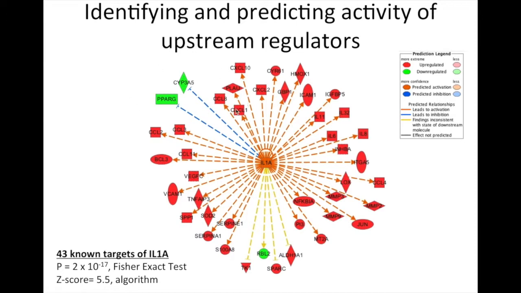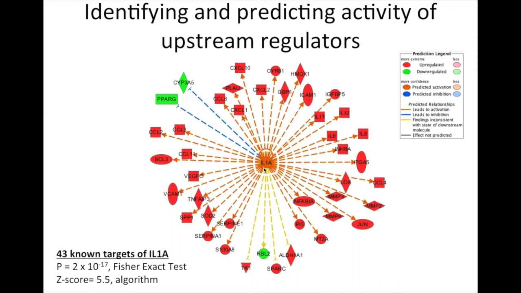And we can tell, given the fact that, in this particular example, interleukin 1A, even though I don't measure it directly, there were 43 known targets in my gene list. And again, this is the same Fisher's exact test. The probability of seeing all these targets attached to this particular molecule is 2 times 10 to the negative 17th. So even though I don't see the rock, I see the waves that it makes in the water, and I can follow those waves back and find that rock.